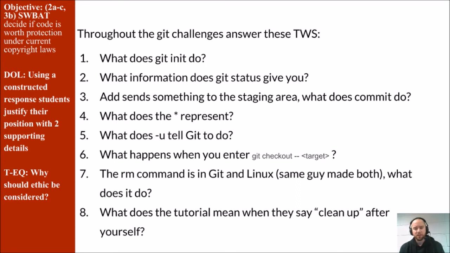What happens when you enter git checkout -- <target>? The rm command is in Git and Linux. Same guy made both, don't forget that. And what does this command do?